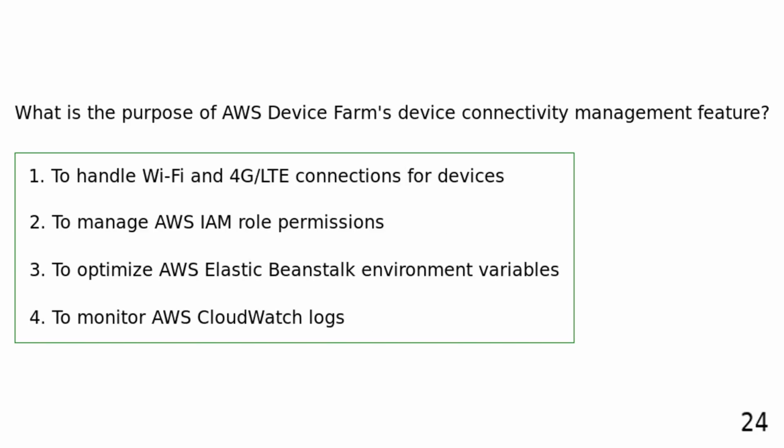What is the purpose of AWS Device Farm's device connectivity management feature? To handle Wi-Fi and 4G or LTE connections for devices. To manage AWS IAM role permissions. To optimize AWS Elastic Beanstalk environment variables. To monitor AWS CloudWatch logs.